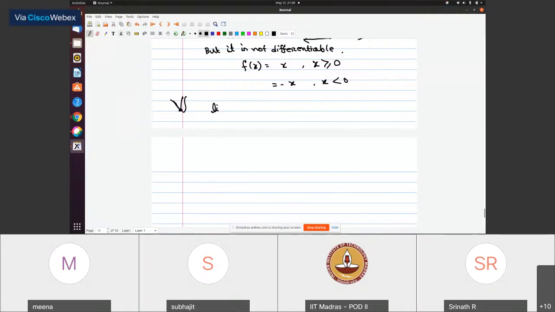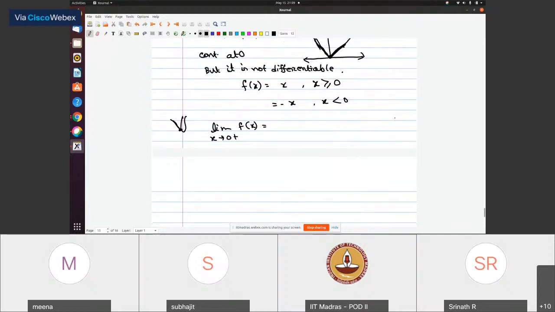See, what is the definition of continuity? If x tends to 0 plus, what is f(x) here? If we are approaching from the positive side of 0, what is the value of this function? It is 0, right? Because for x greater than 0, the value of the function is x. When x is less than 0, the value is minus x, right? That is the mod function, basically.